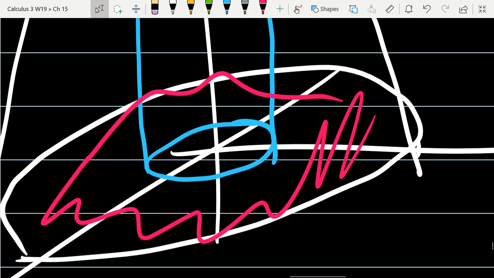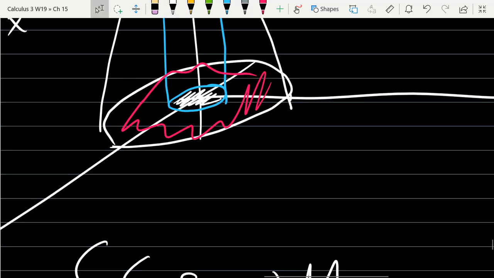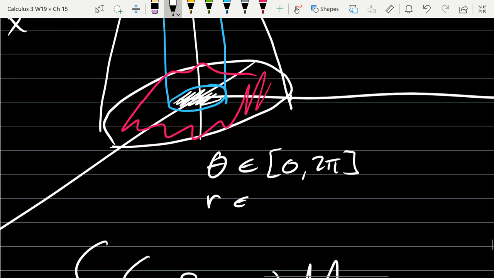And what will the radius be? I'm just looking at this circle right here. What's the minimum radius? 0. Maximum radius? 1. Just think of a windshield wiper, but this time it's spinning all the way around in a circle. That's how you want to imagine this. So our region has theta between 0 and 2 pi, and r between 0 and 1.